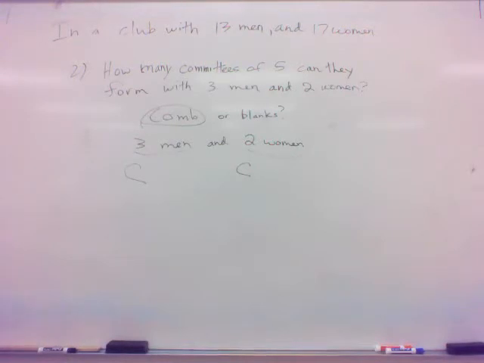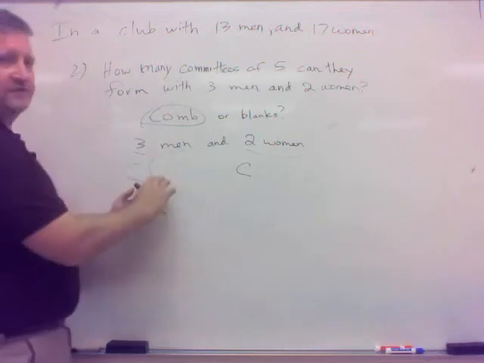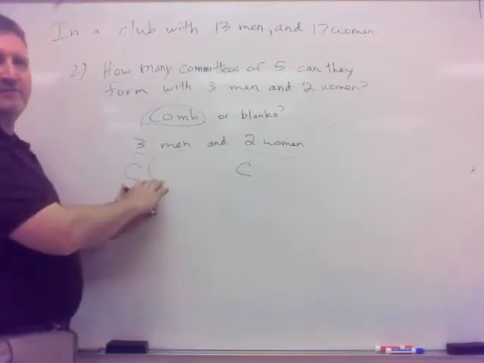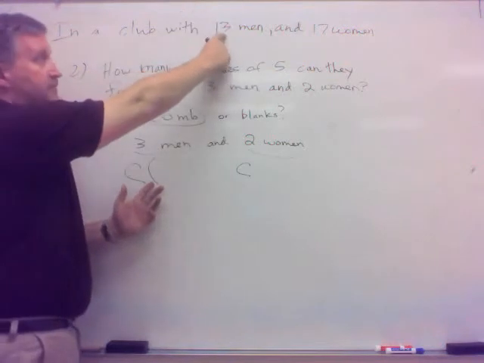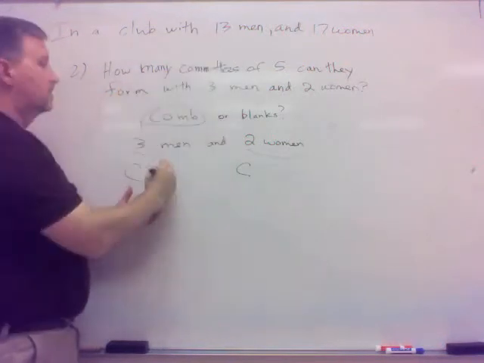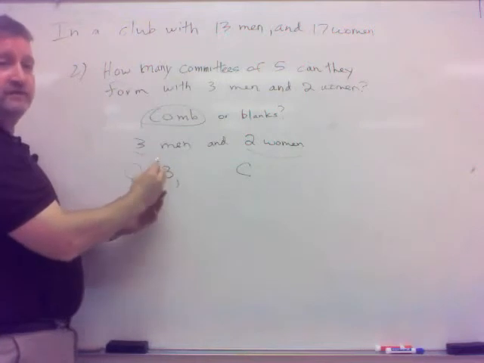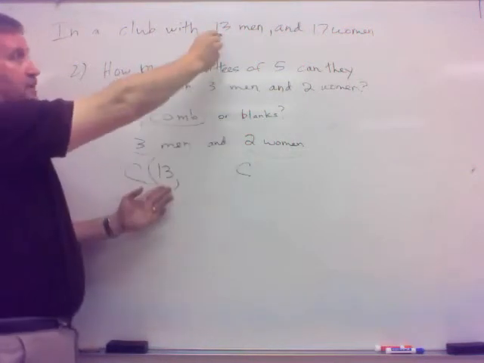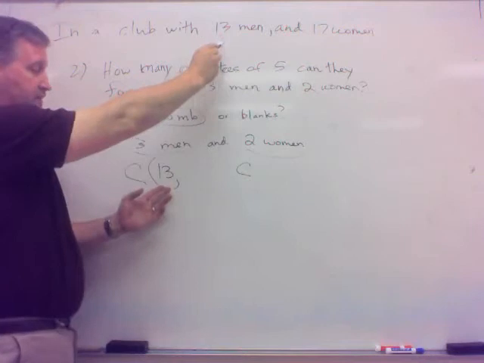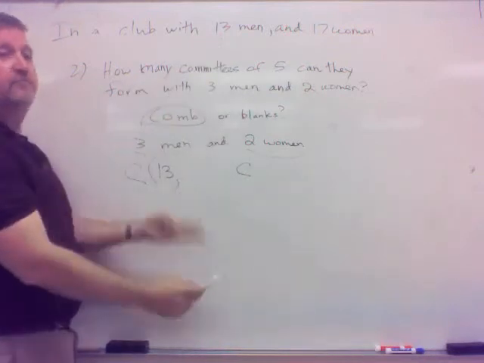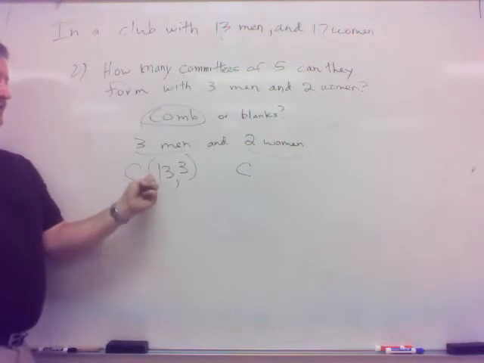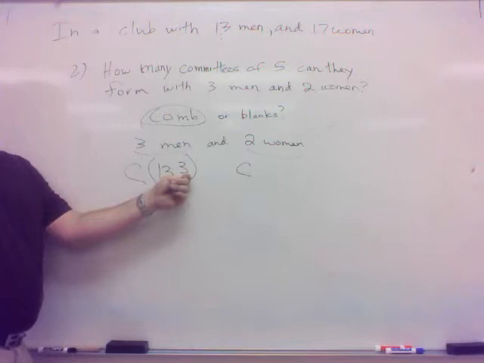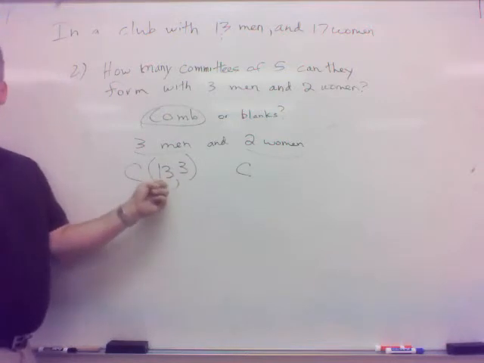Combination for 3 men. So the first number on the C is how many there are to choose from. How many do I have to choose from here? I'm choosing from the men. 13. Well, yeah, I'm choosing 3 men, but I have 13 total to choose from, right? And I'm going to choose how many of them at a time? 3. The 3 goes here. How many we have to choose from? How many we're choosing at a time? Got to get that order in your head there.